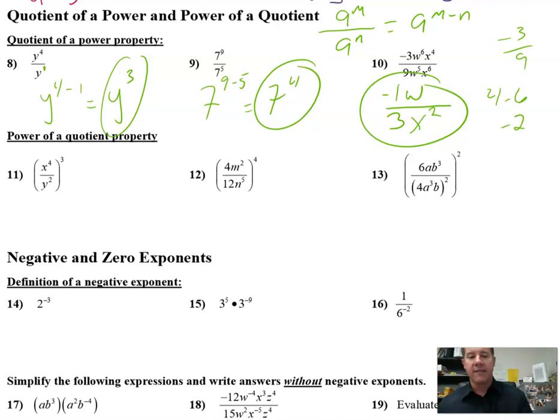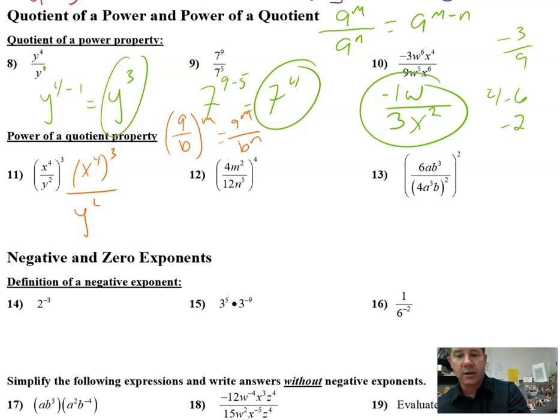All right, number 11, moving on here. If I have the power of a quotient, I'm going to raise just everything inside to that power, like our other property. Just because it's dividing instead of multiplying doesn't matter. I need to raise x to the fourth to the third power. I need to raise y squared to the third power. Now that I'm doing power per power, you can multiply.